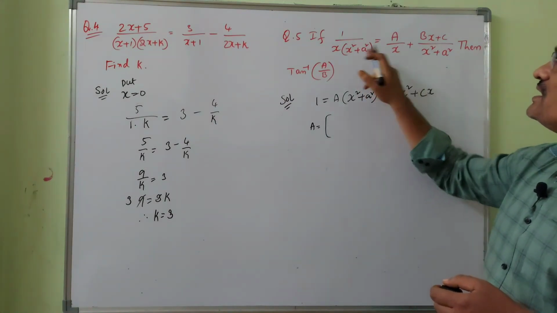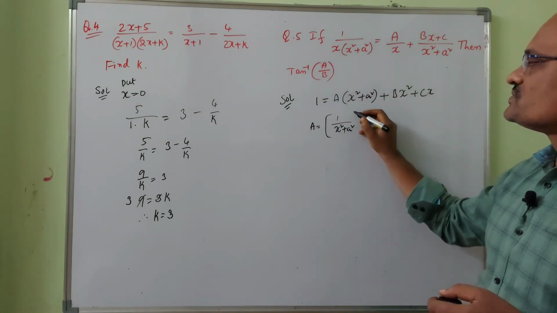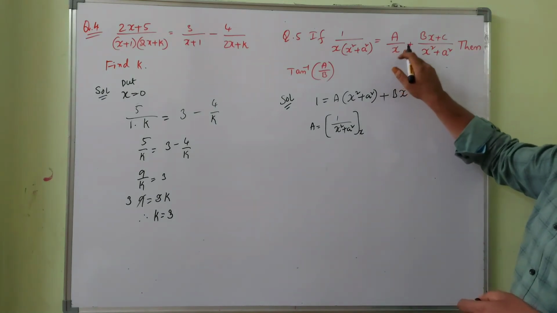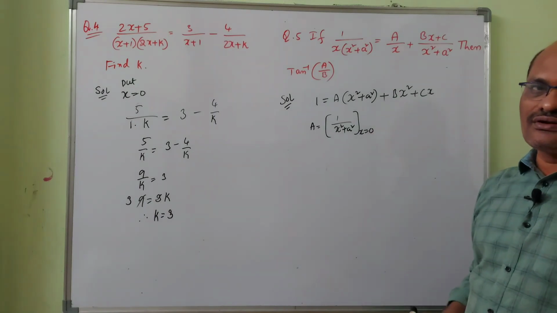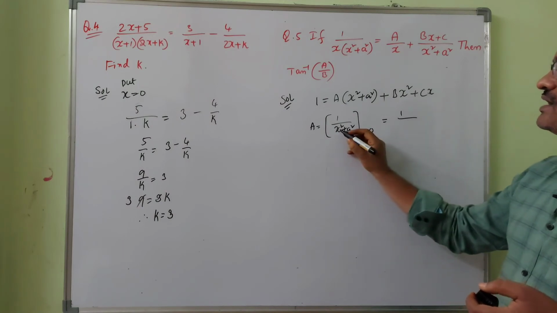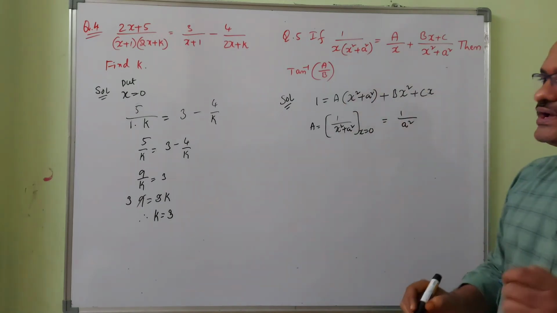How? Leave x, write the remaining thing. After that substitute the x value. Here to make this 0, you have to take x equal to 0, no? So x equal to 0. Directly substitute x equal to 0. 1 by 0 square plus a square is 1 by a square. We got capital A.